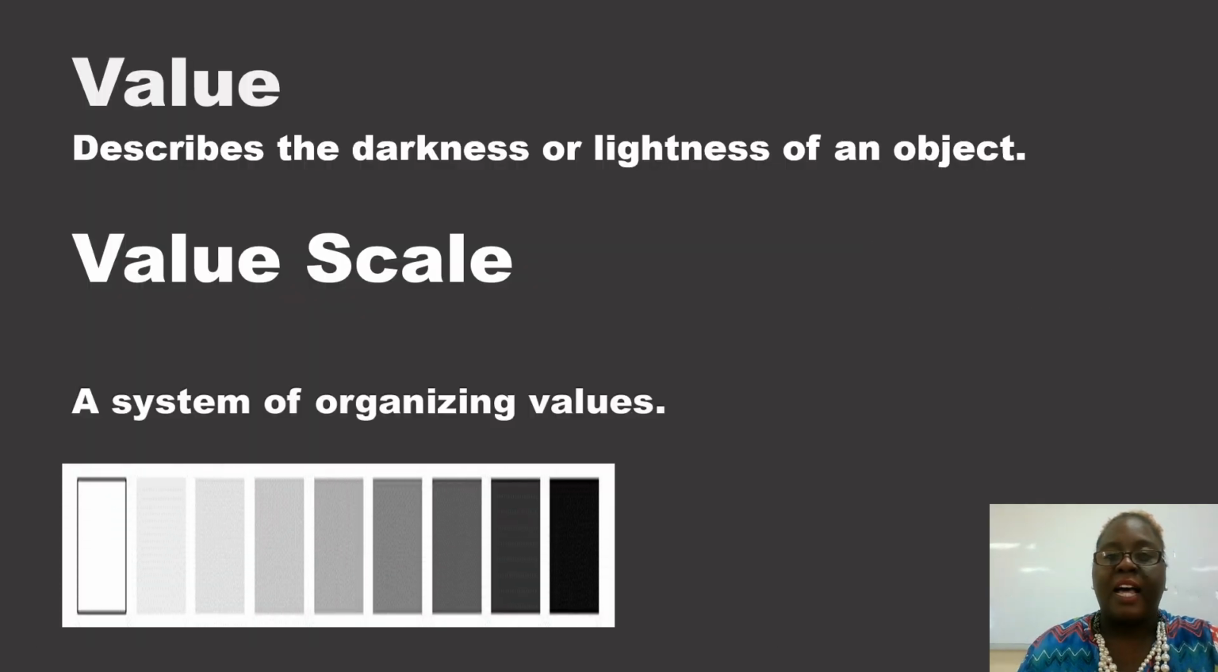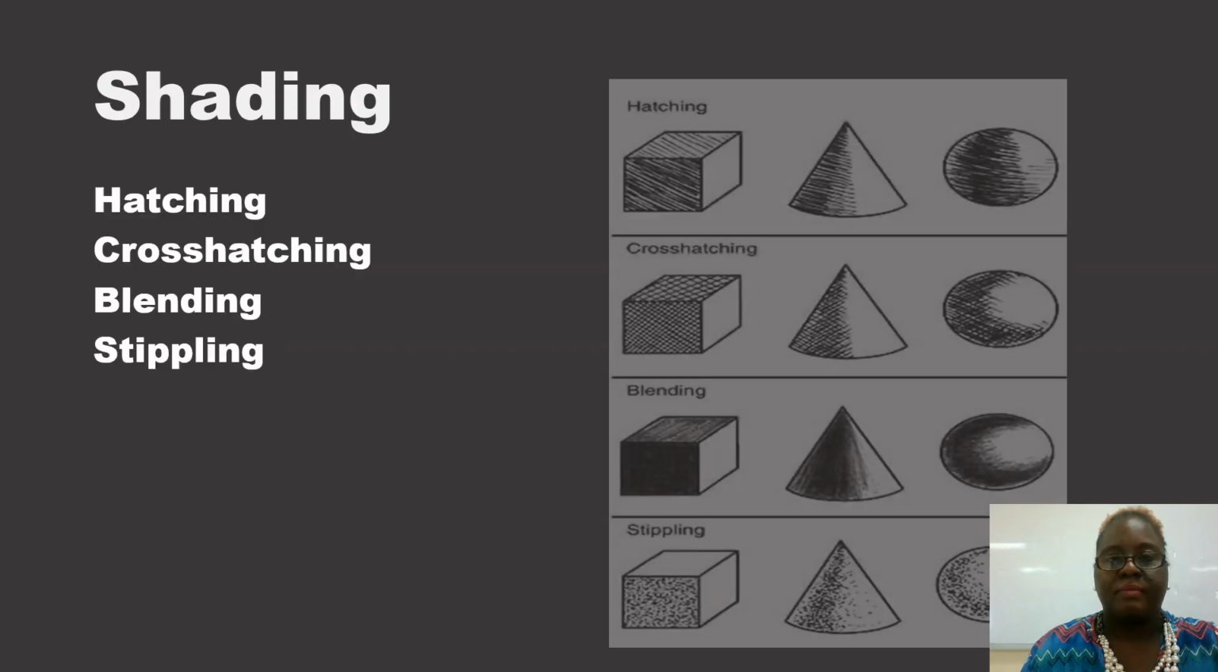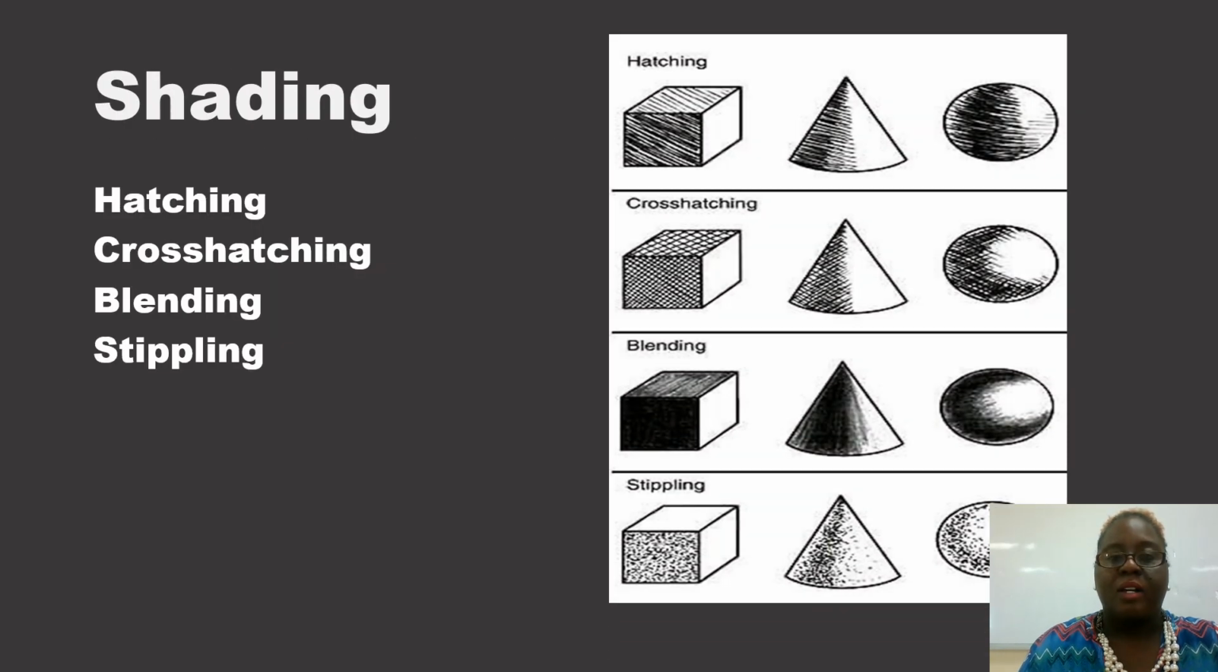So let's take a look at value. Value describes the darkness or lightness of an object. The value scale is a system of organizing values. Okay, let's take a look at shading. So remember students, the 4 types of shading: hatching, cross-hatching, blending, and stippling.